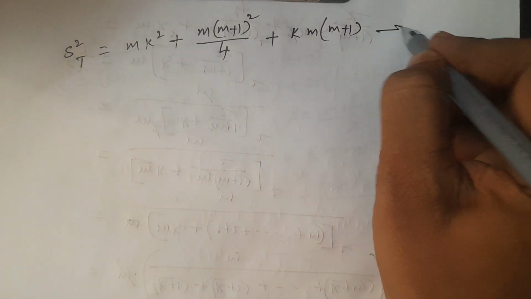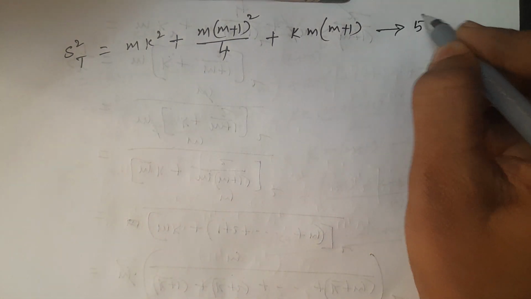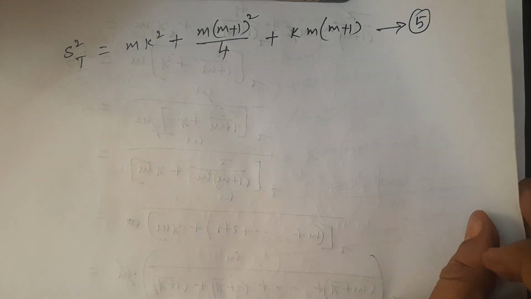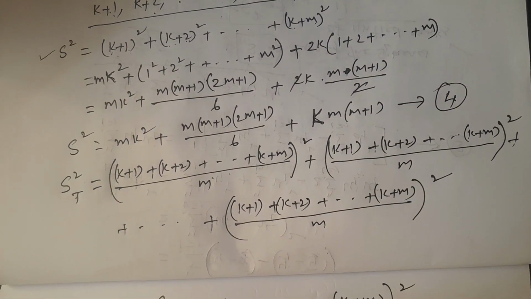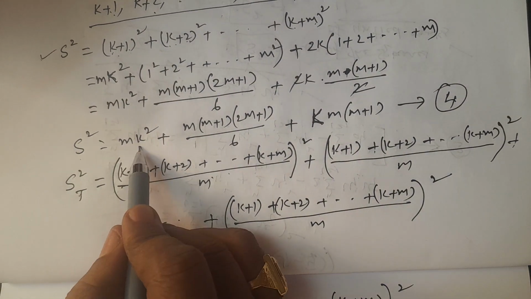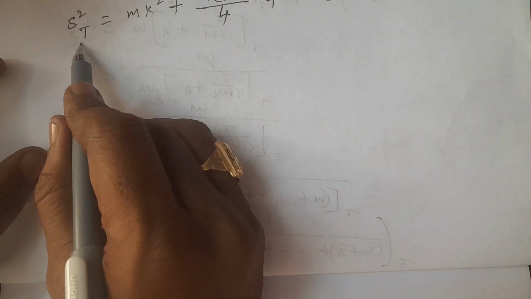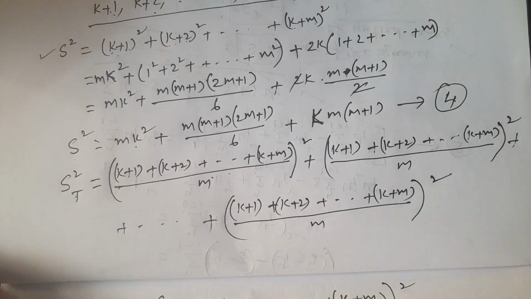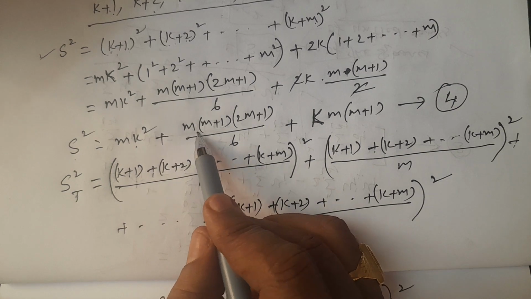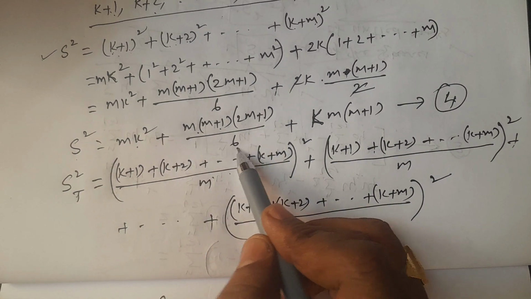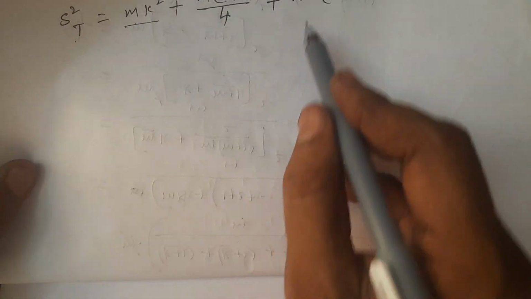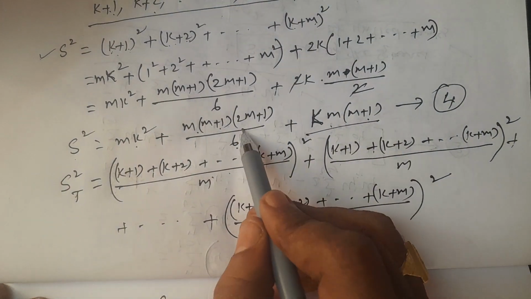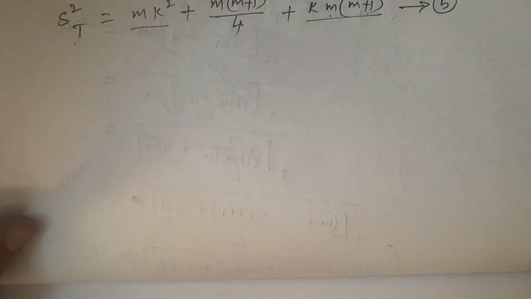Now if you observe equations 4 and 5, in equation 4 we have s square, that is m k square, plus m into m plus 1 into 2m plus 1 by 6, plus k into m plus 1. And in s square t, this is also k into m plus 1. These two terms are the same terms, only the difference is this.